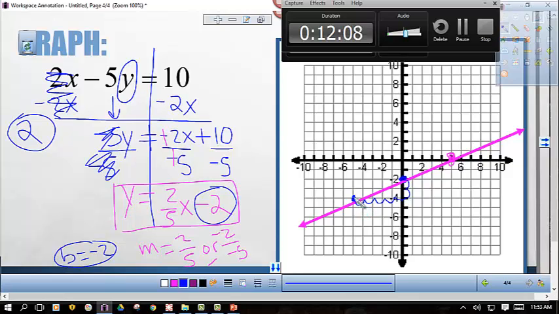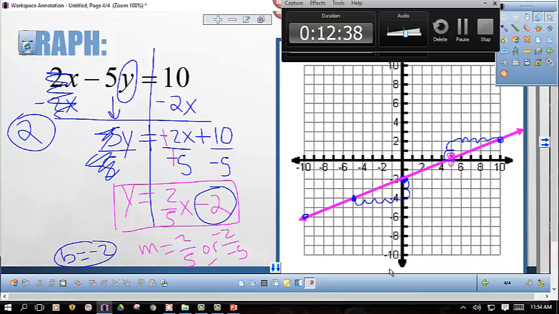So I need to fix that a little bit. And I'm going to do the exact same thing. And we're done. So 2 different ways. Both are acceptable and using 2 different techniques.